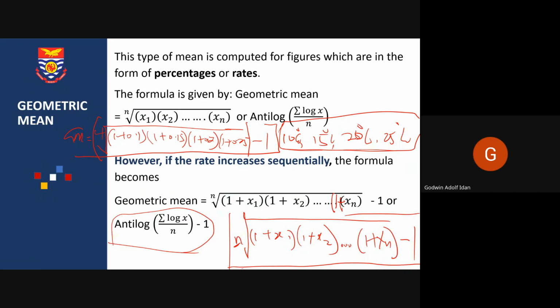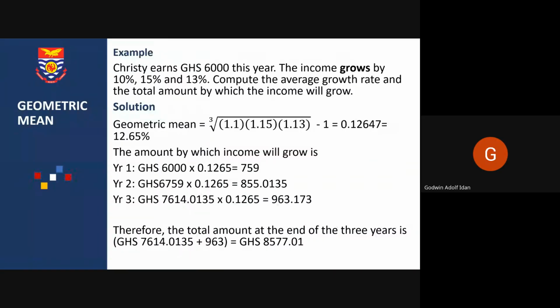So you're going to have the fourth root of 1 plus 0.1. The 0.1 is representing the 10%. The 0.15 is the 15%. 0.2 is 20%, and 0.25 is the 25%. When you're able to resolve all this, and then you take 1 from the answer, that becomes your final answer. Is that okay? Yes, sir. Right. Let's try this example.